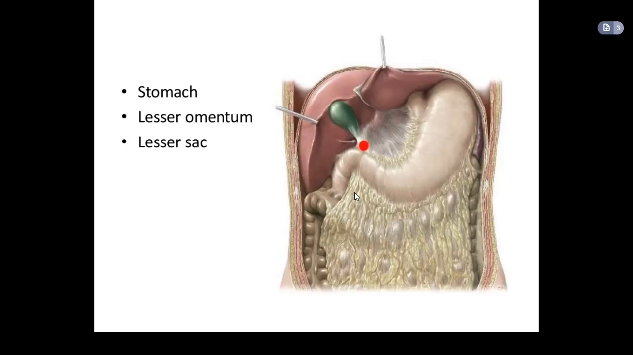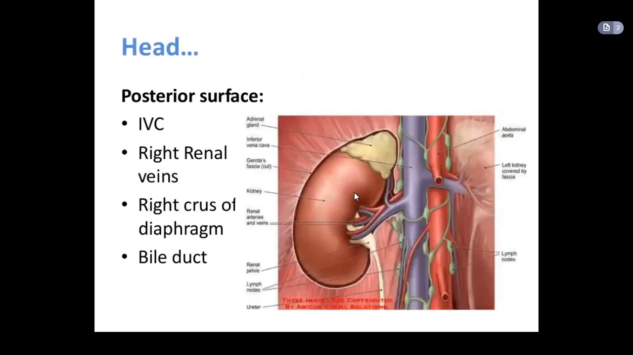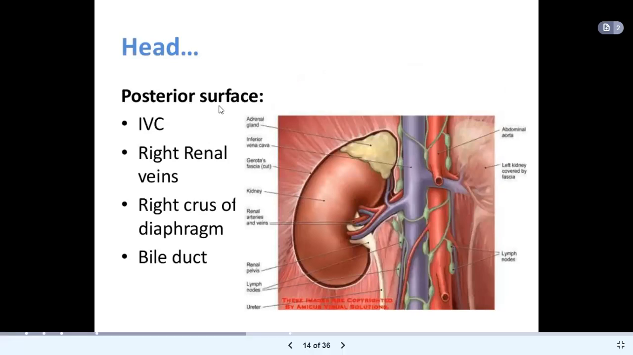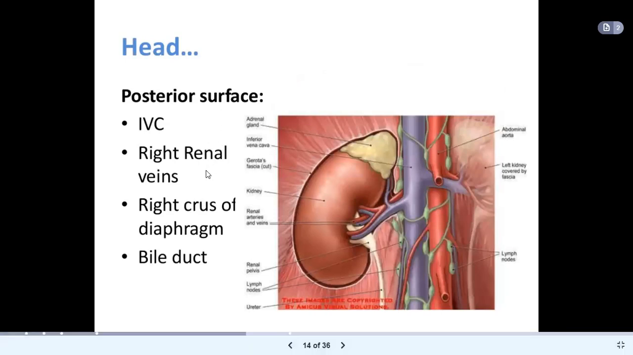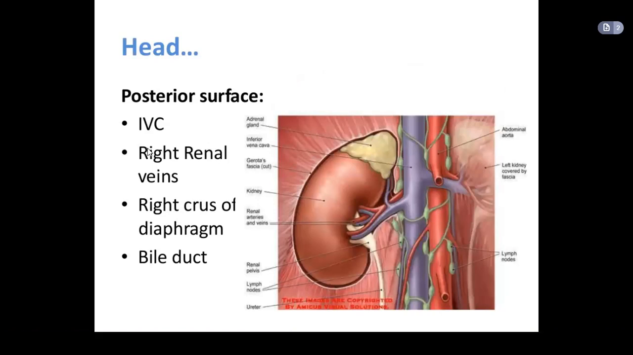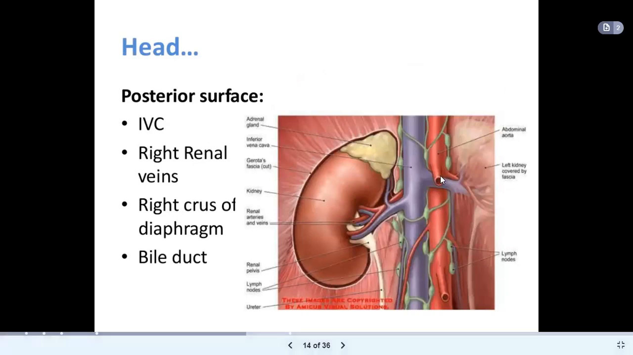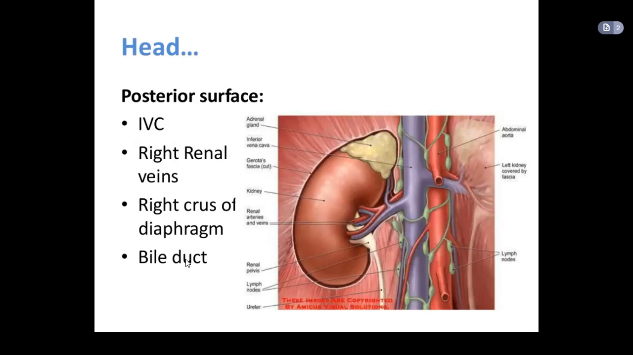Now the relations of the posterior surface. The posterior surface is non-peritoneal, directed backwards and medially. The posterior surface of the head of the pancreas is related to the inferior vena cava, terminal parts of the renal veins, the right crus of the diaphragm, and the bile duct.